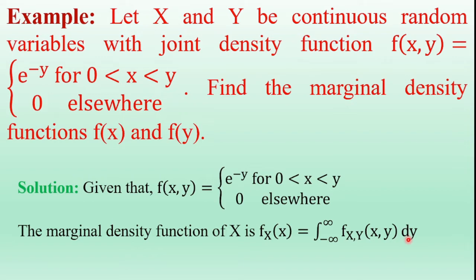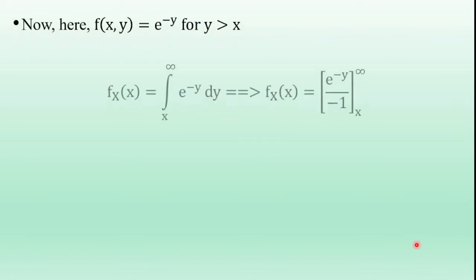Now, applying the given joint density function to this equation, f(x, y) is equal to e power minus y, and the y range is y greater than x. So 0 less than x less than y means y greater than x. The range of y is y greater than x, so the range of y is x to infinity.